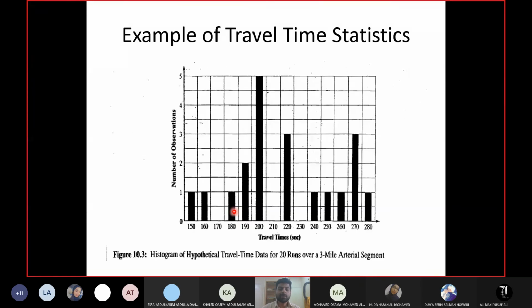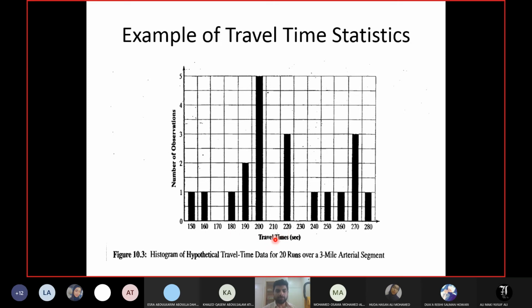Now this is another representation of the same data. What type of a graph is it? It is a frequency distribution graph. Like we made a frequency distribution table for spot speed, we have a frequency distribution graph here. Values on the x-axis are the average or the middle travel time, sorry, not the running time, travel time. So this one includes delay as well. These times include delay as well. So travel time includes delay, running time does not include delay.